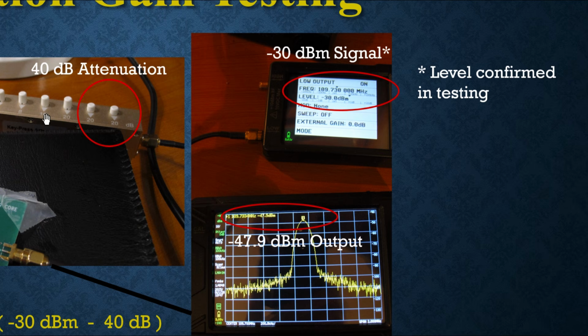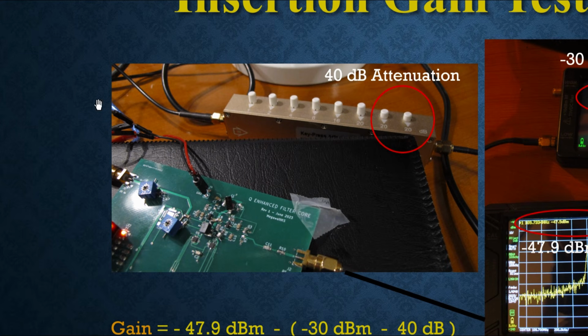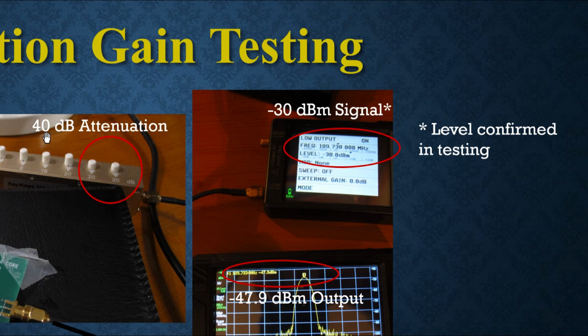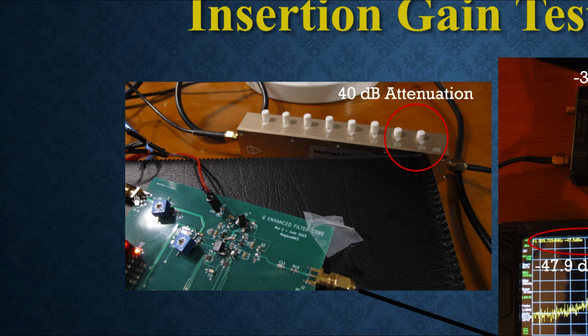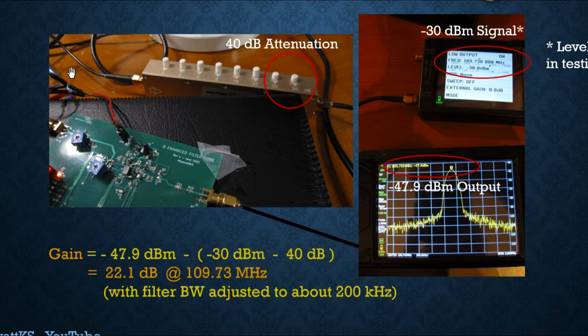So how much signal do we have coming out and going into the input of our filter? Well, it's minus 30, minus 40, right? So we got minus 70 dBm coming in here. These could be off a little bit, so I haven't accounted for that. So I'll just say at the end plus or minus a dB or so, whatever. So we have minus 70 dBm coming in to our device under test, our LNA, and it has been previously adjusted to have the right bandwidth of 200 kilohertz.